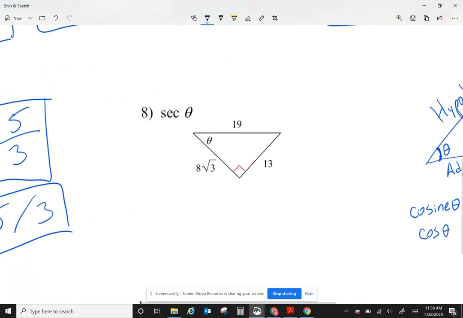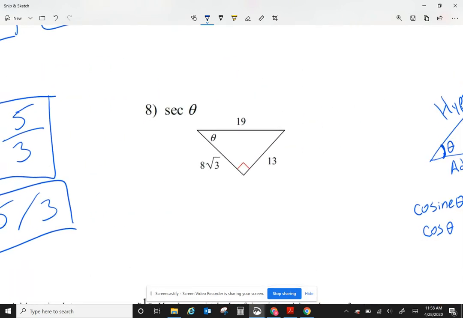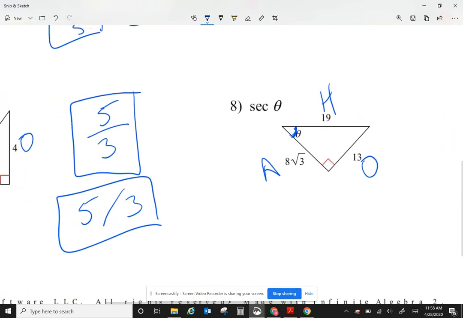The same thing for question number 8. Let's take a look at question number 8. The big side is the hypotenuse. I see where theta is. The side that is far away, that's opposite. The side that is next to it is adjacent. Secant. I remember my ratio for secant is hypotenuse over adjacent. So I'm just going to say this is 19 over 8 radical 3. When I see my big numbers, 19 over 8, nothing I can do. I cannot simplify. However, I cannot have radicals at the bottom. I'm going to multiply top and bottom by radical 3.